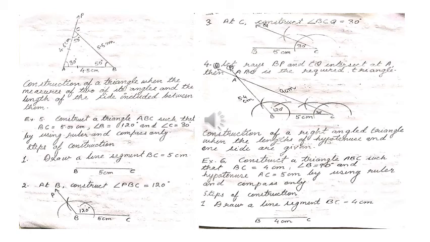All right. Now, construction of a right angle triangle when the length of the hypotenuse and one side are given. Now example 6. Construct a triangle ABC such that BC is 4 centimeter, the angle B is 90 degree, and the hypotenuse AC is 5 centimeter, by using a ruler and compass only. Now steps of construction. Draw a line segment BC equal to 4 centimeter, as you can see on your screen.